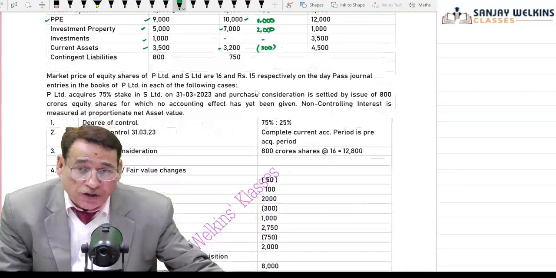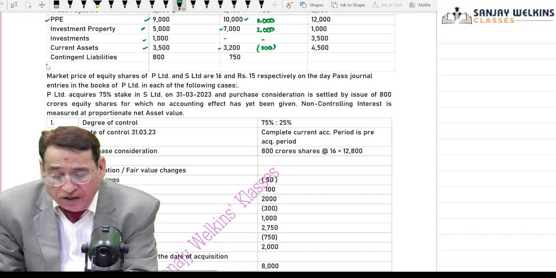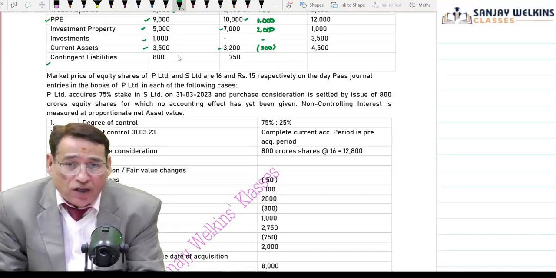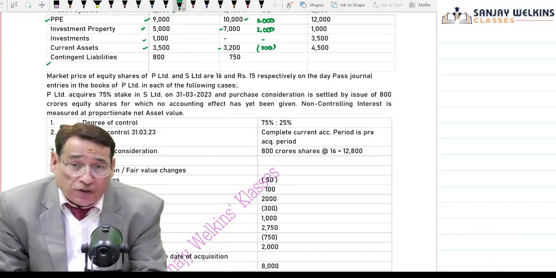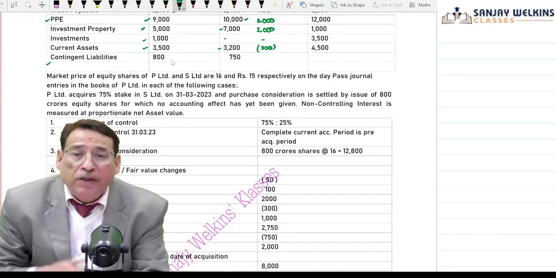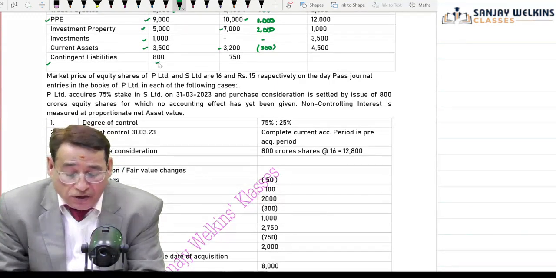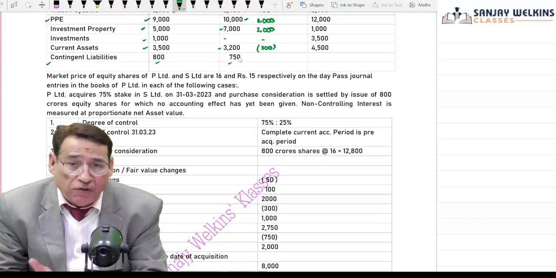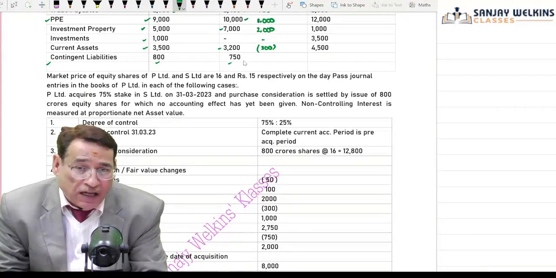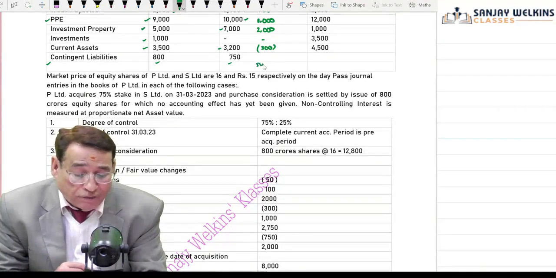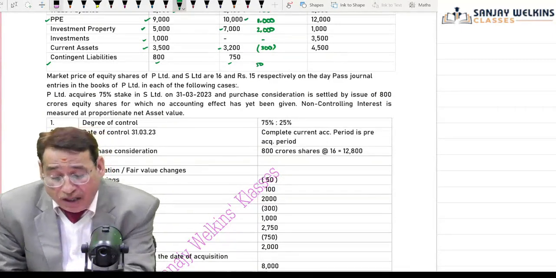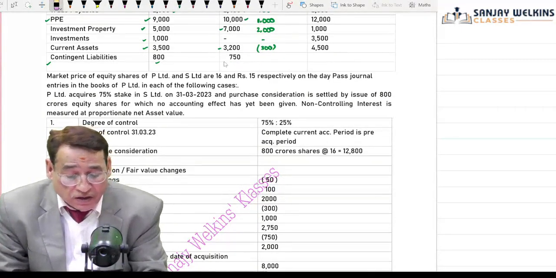Now, the next point is very important: contingent liability. If I ask you what will be the effect of contingent liability, some of you may be tempted to say that in the balance sheet it is given as 800 and its fair value is 750, because the fair value of the liability is less, so there is a gain of 50. Some of you might say so, but this is not the case.